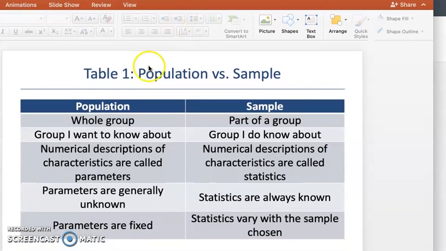So a population, that involves the whole group as opposed to the part of the group, which is a sample. With a population, it's the group that you want to know about, whereas a sample, you already know about the group. A population, the numerical descriptions of the characteristics, they call those parameters. And with a sample, they're numerical descriptions of characteristics called statistics. Your parameters are usually unknown for a population, whereas for a sample, your statistics are always known. Your parameters are fixed for a population versus your statistics vary for the sample chosen.